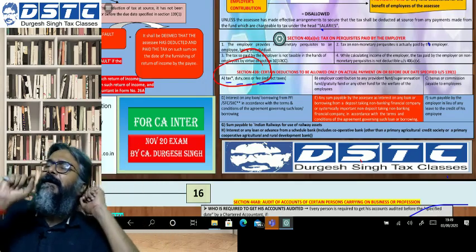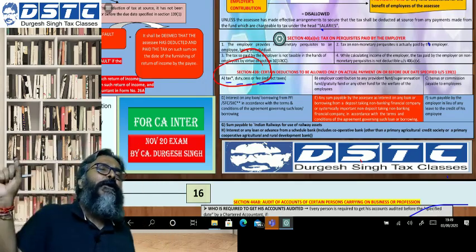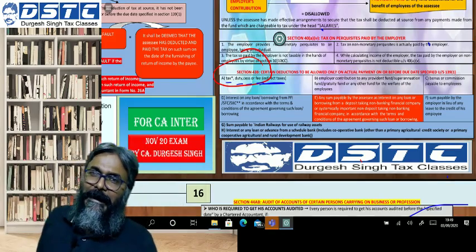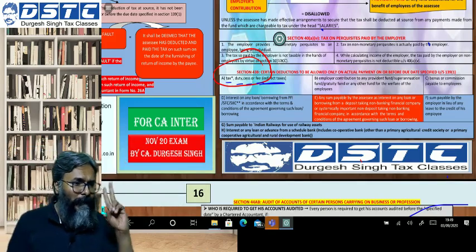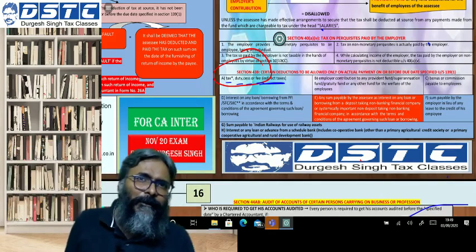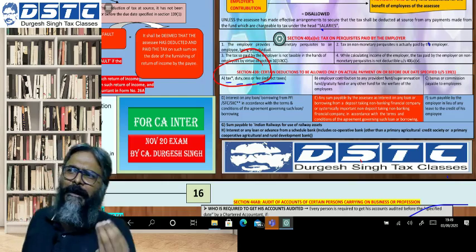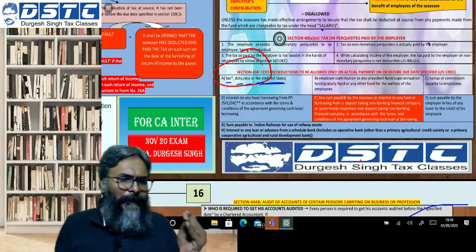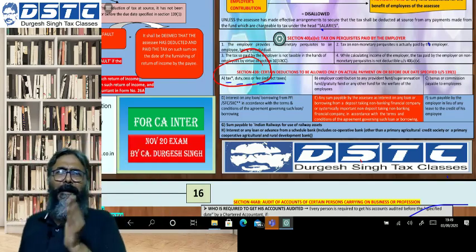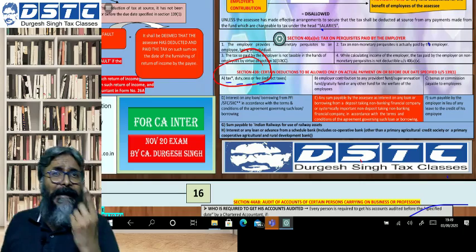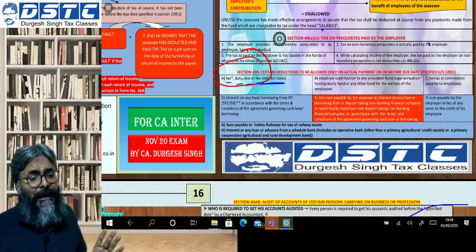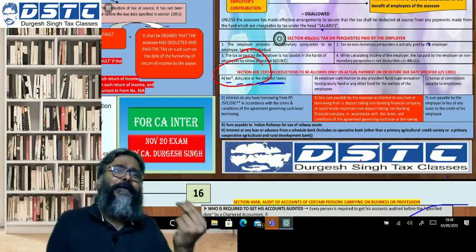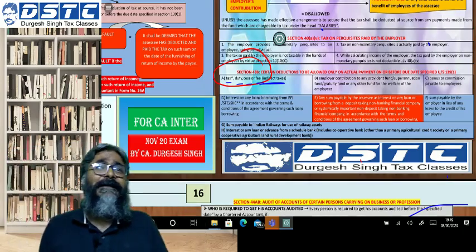It will imply that the deduction of these specified amounts will be allowed only on actual payment. Point number two is that these particular payments should be made. When should the payment be made? If not in the same year, at least on or before the due date of filing of the ROI, to get the deduction in the same previous year.